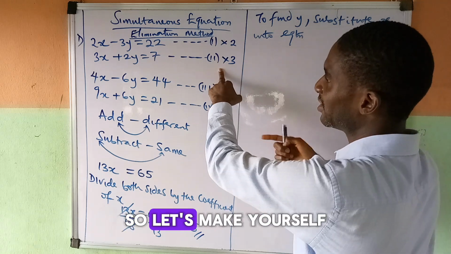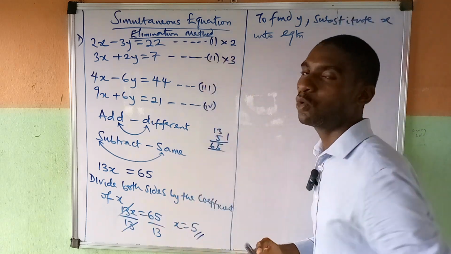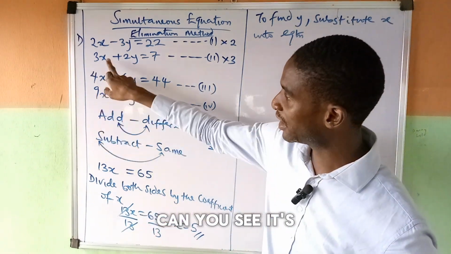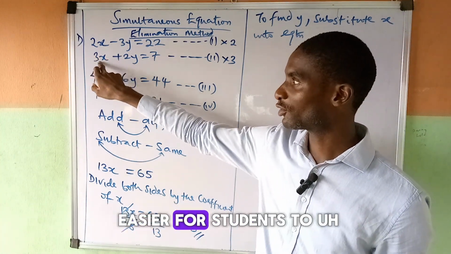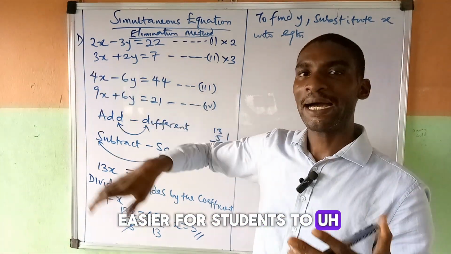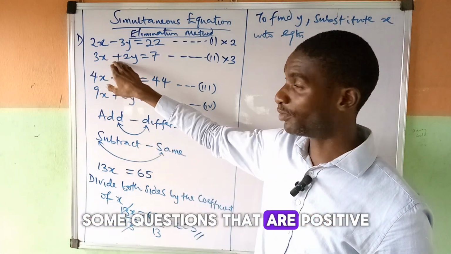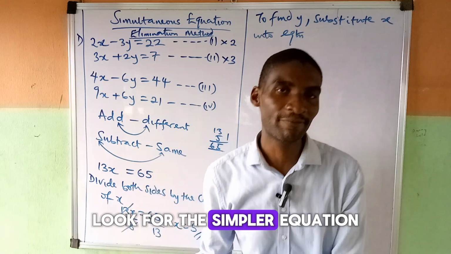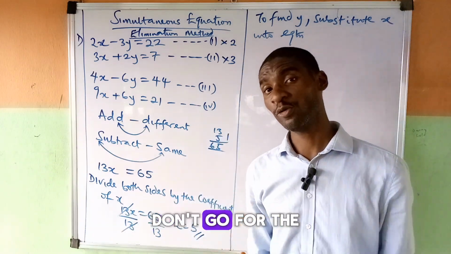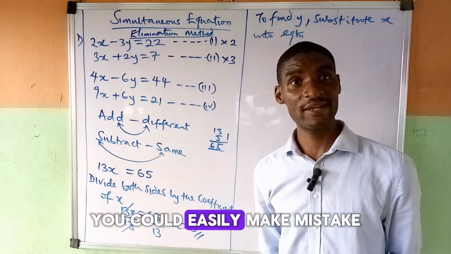Alright, so let's make use of equation 2. Why am I making use of equation 2? Can you see it's a plus sign? So most times it's easier for students to solve questions that have positive. So anytime you want to choose which to make use of, look for the simpler equation. Don't go for the tougher equation. You could easily make mistake.